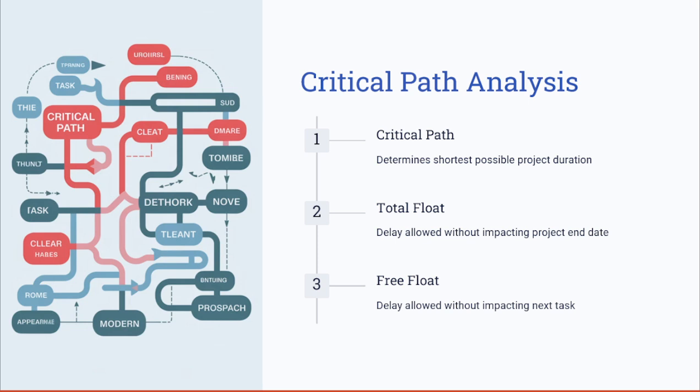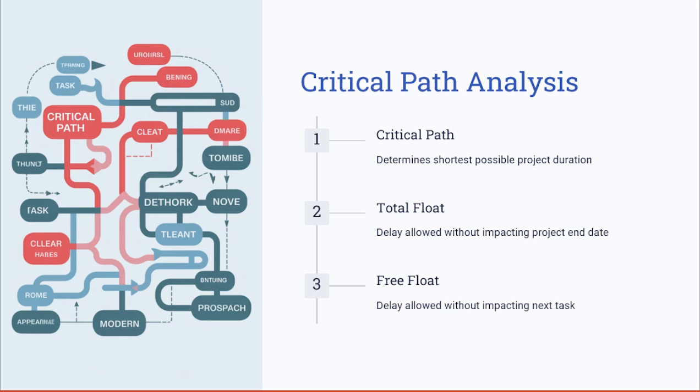On the other hand, you have the free float, which means the amount of delay a task can have before delaying the next task. So the key difference between the total float and the free float is that the total float is the amount of delay a task can have before delaying the whole project, but the free float is the amount of delay a task can have before delaying the next task.